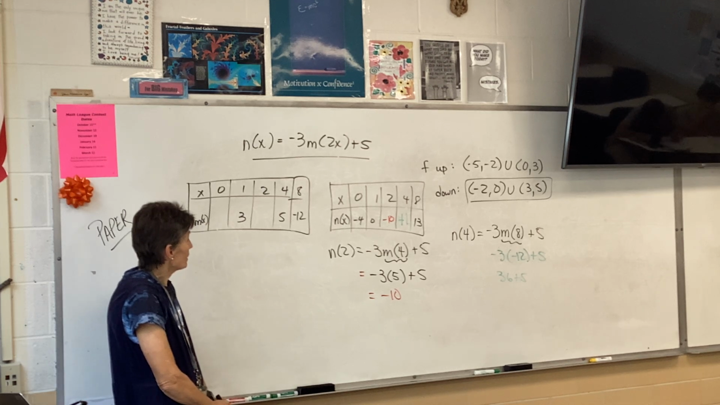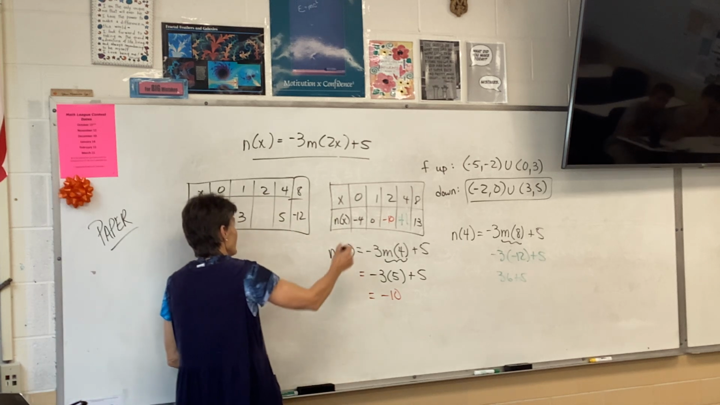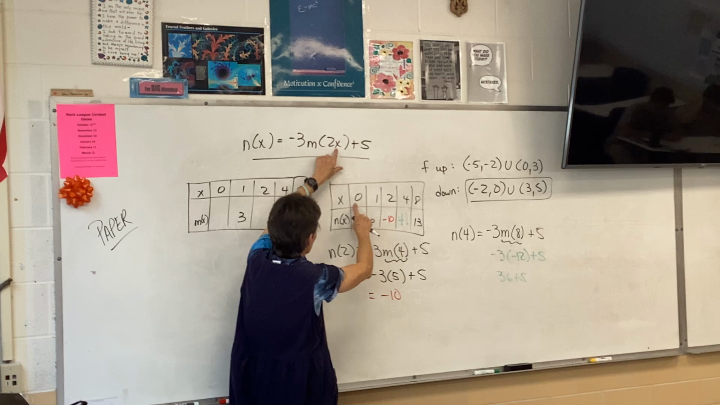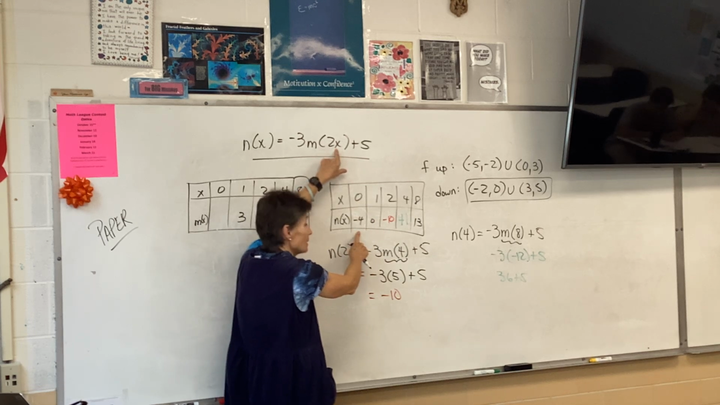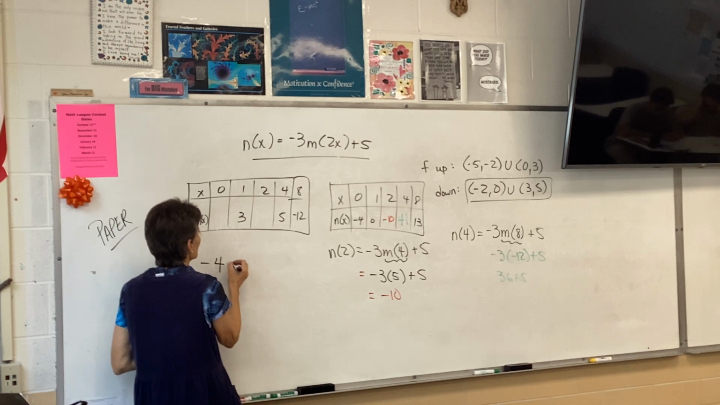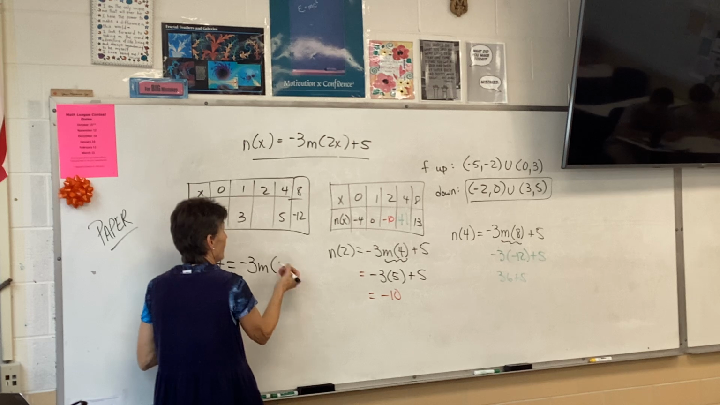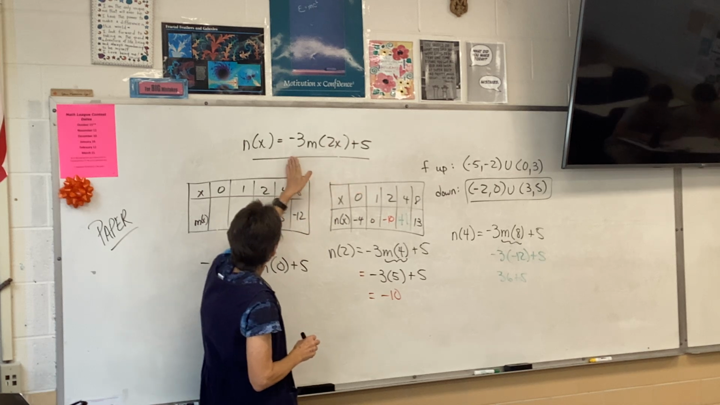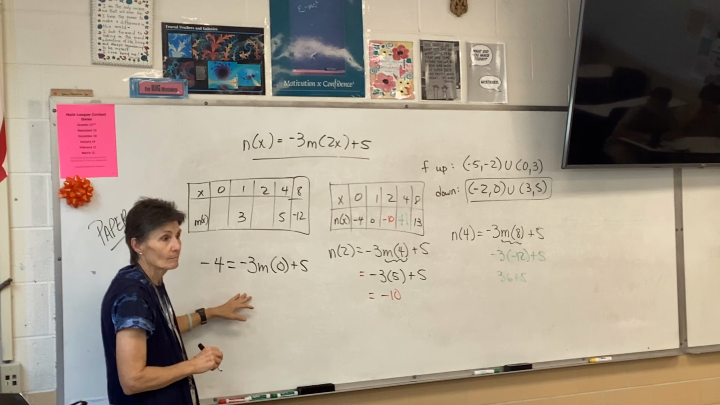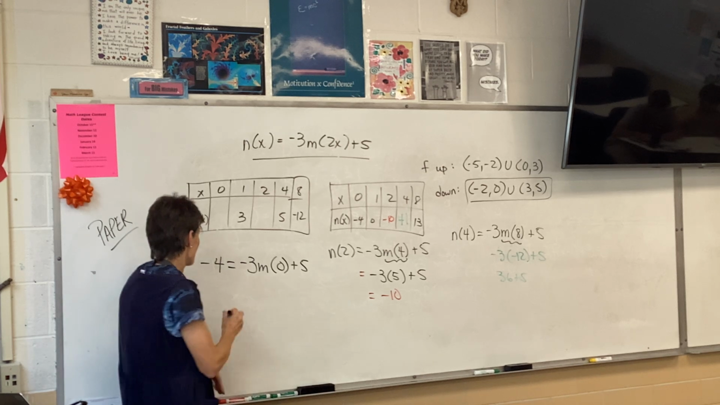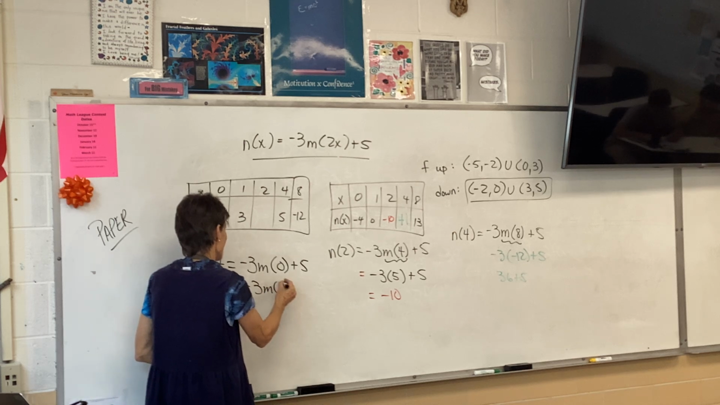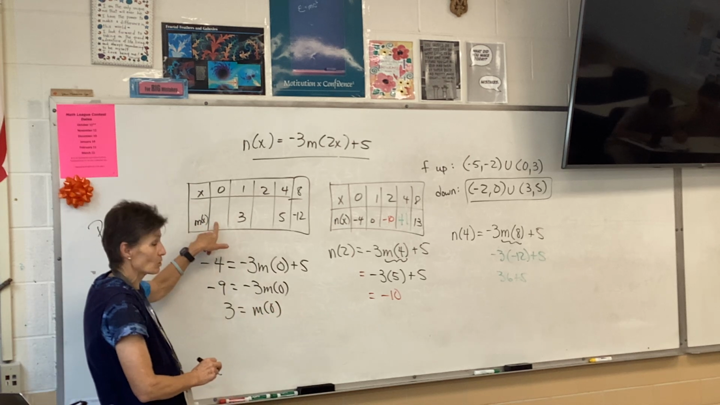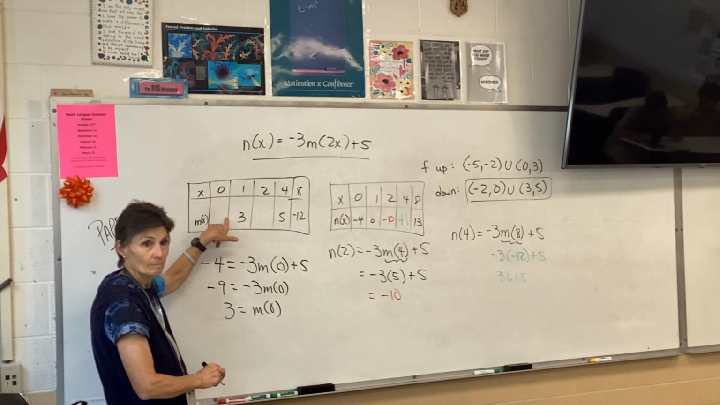Okay. All right, let's continue on that same thing. What does this ordered pair right here say? It says that if you plug in 0 for x, you're going to get negative 4, right? So negative 4 equals negative 3 m of 0 plus 5. I'm plugging in 0 for x, and it's all going to equal negative 4. So negative 9 equals negative 3 m of 0. 3 equals m of 0. Isn't that what I was looking for? M of 0 is 3.